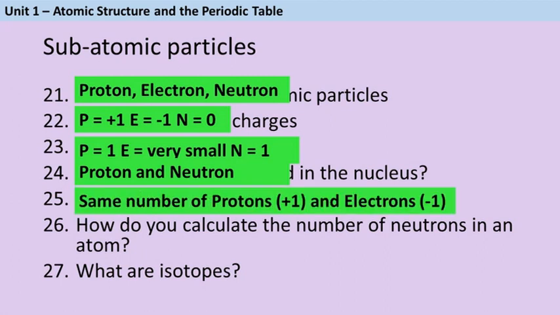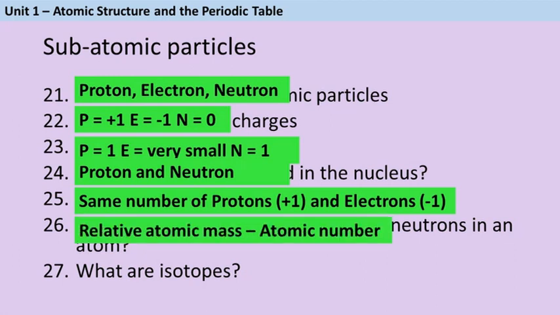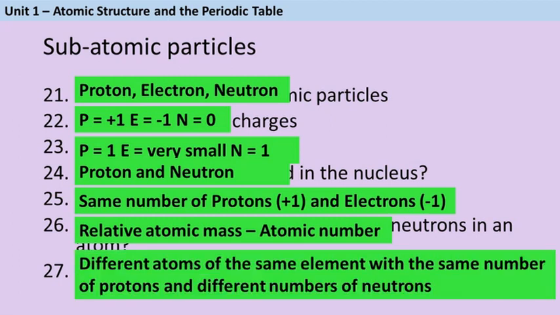Atoms have no overall charge because they have the same number of protons and electrons. And we know that protons and electrons have charges which are the same size, the same magnitude, but opposite polarity. To calculate the number of neutrons in an atom, you take the relative atomic mass and you subtract the atomic number. Isotopes are different atoms of the same element which have the same number of protons, because the proton number is what defines something as a certain element, but they have different numbers of neutrons.